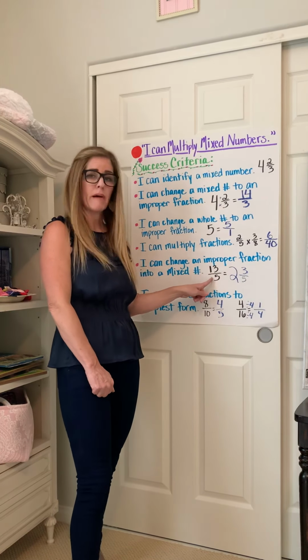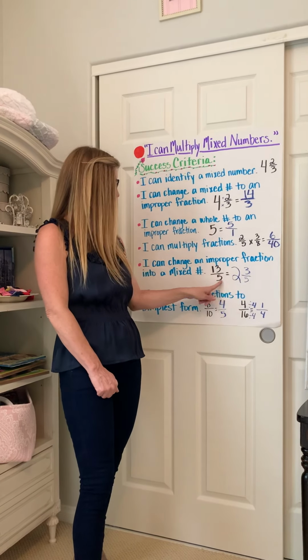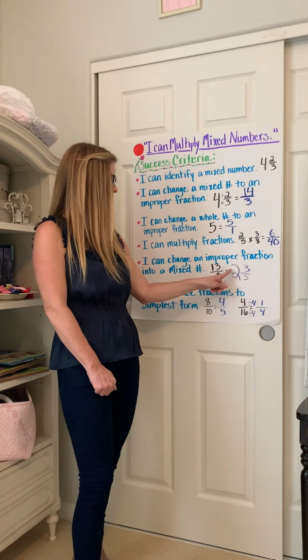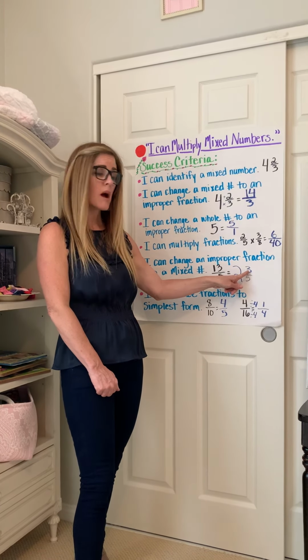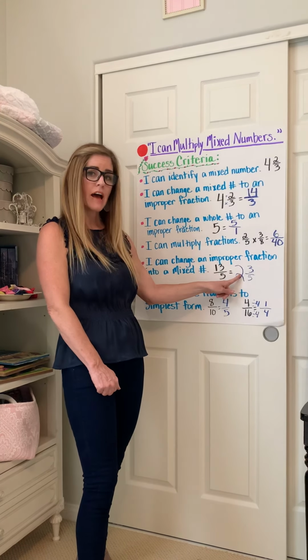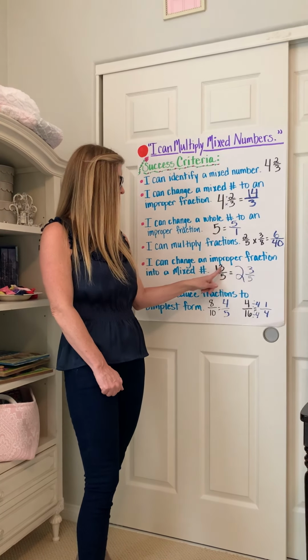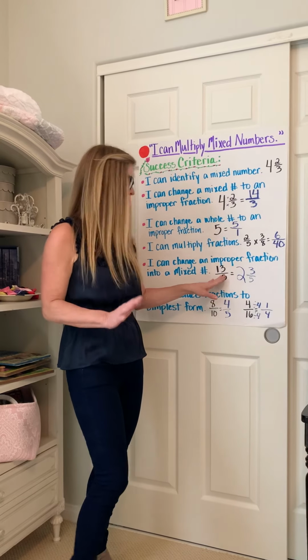I'll show you how we can go backwards again. Notice our denominator is the same. If we climb the ladder, changing it back into an improper fraction, 2 times 5 plus 3 would be 13. And we're going to practice more of that, so don't worry.